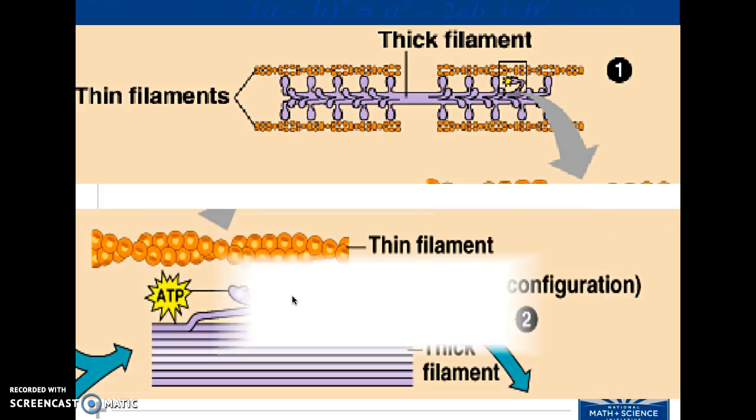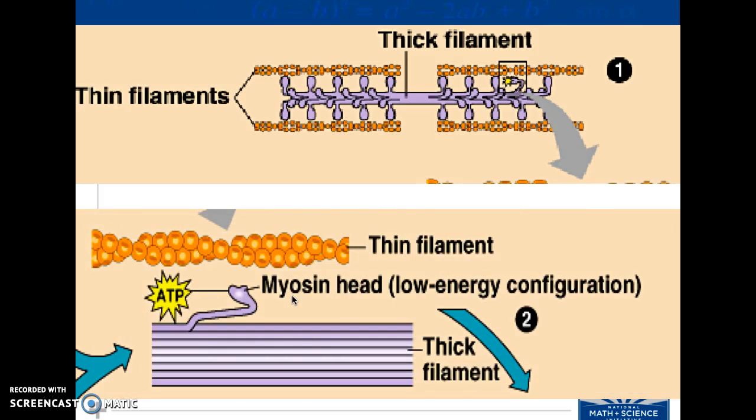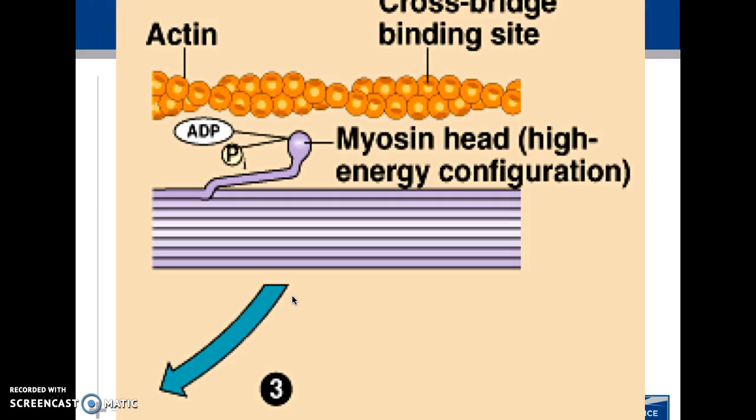This is a little bit of a zoomed-in version. Currently, when ATP is bound to the myosin head, it cannot attach to the actin. It is considered a high-energy configuration. Right now, it's not doing anything. ATP is just bound to the head.